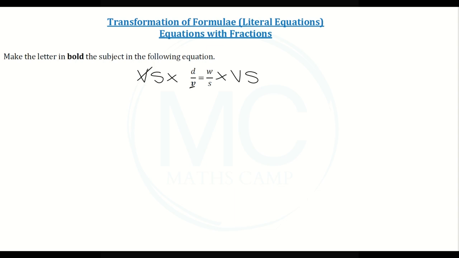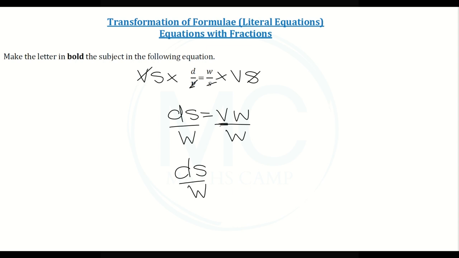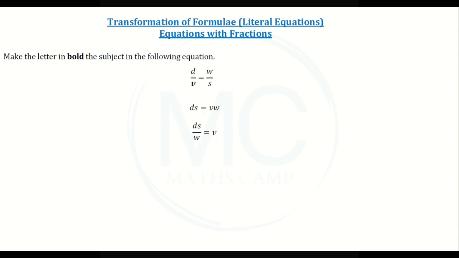On the left, the v's will cancel, and we're left with d multiplied by s. So I can say ds. And on the right, the s's will cancel, and I'm left with vw. V is our bold letter. We want this by itself. So we need to divide both sides by w. So over w and over w. On the left, we now have ds over w is equal to, on the right, the w's will cancel, and we're left with v. And this is now the subject of this equation.